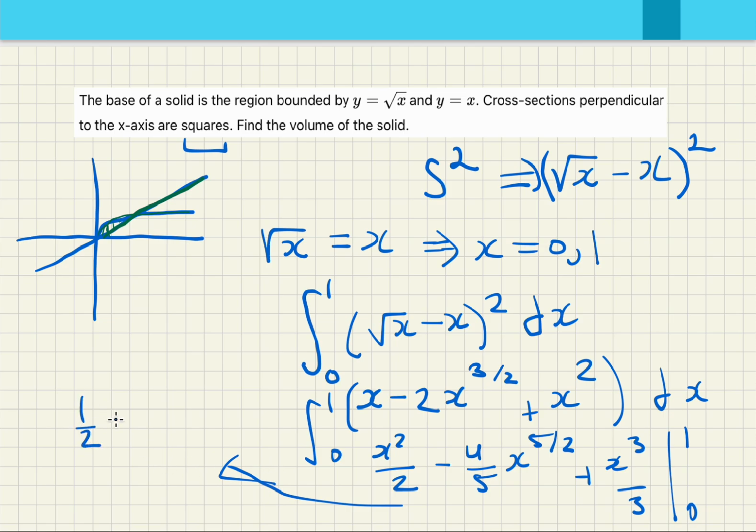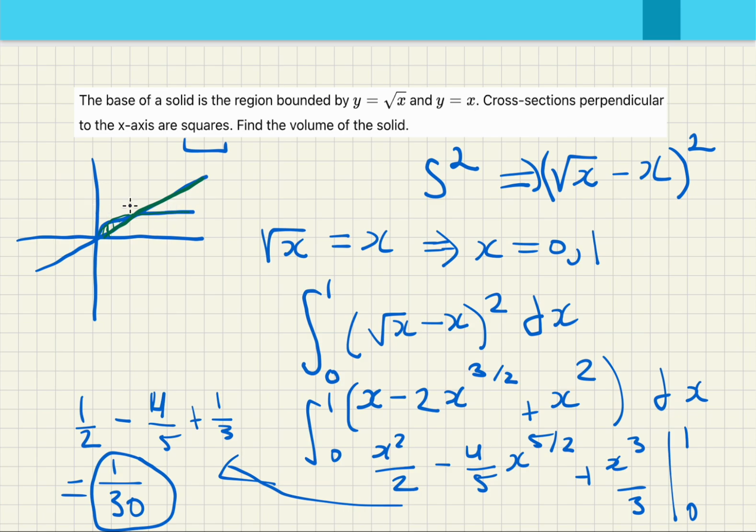The answer is 1/2 minus 4 over 5 plus 1 over 3. And finding a common denominator, 30, we have our answer, which is 1 over 30. And so this is the volume of this shape, the 3D object.